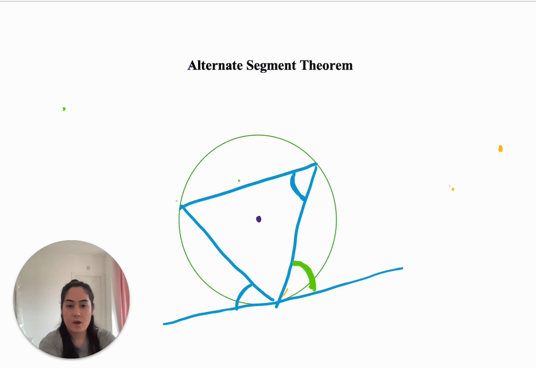the angle in the opposite segment over here is going to be the same as this angle. So the two green angles will be the same as each other, the two blue angles will be the same as each other as well. Hope that makes sense. Let me know if you've got any questions.